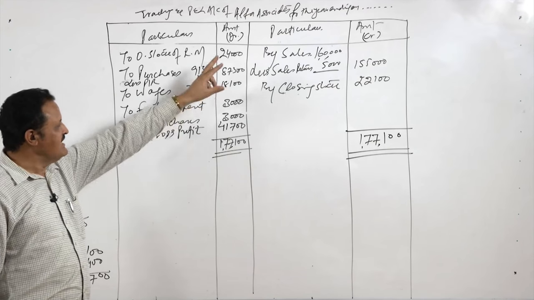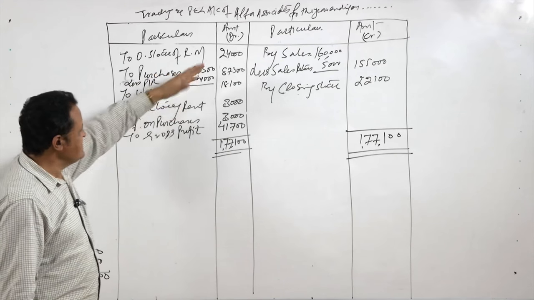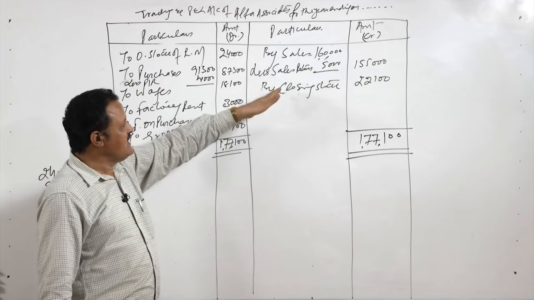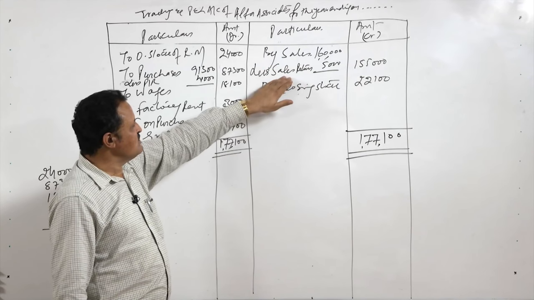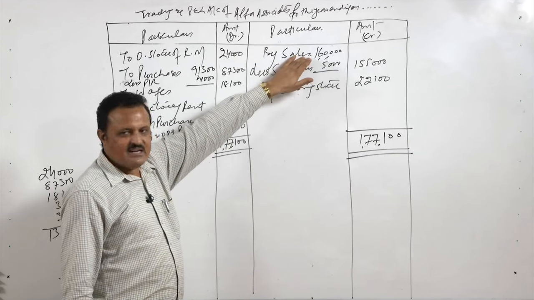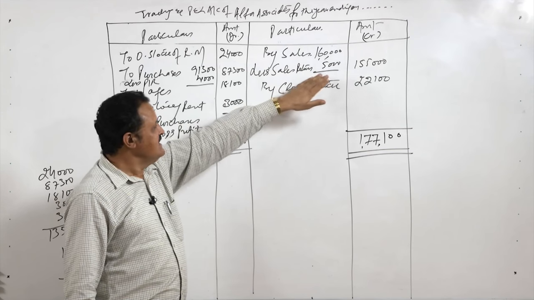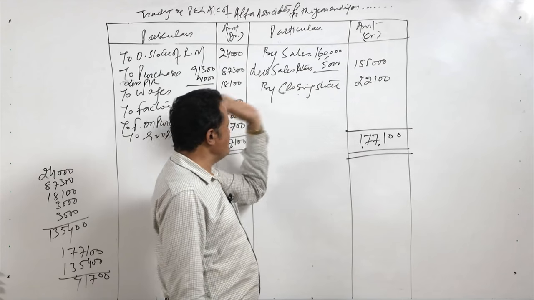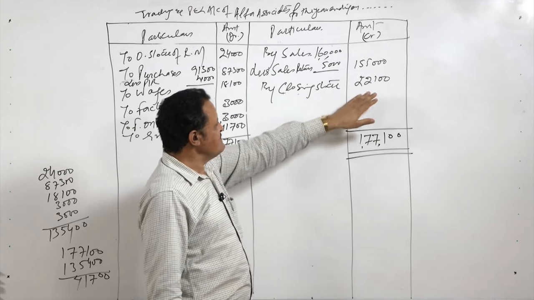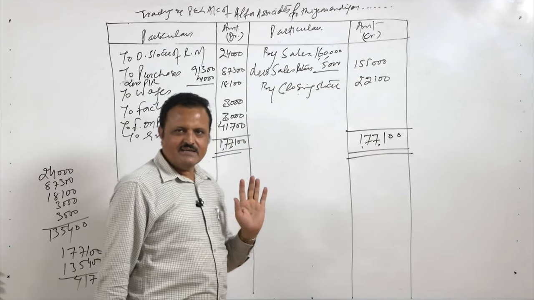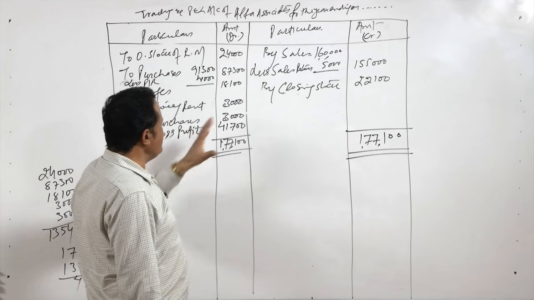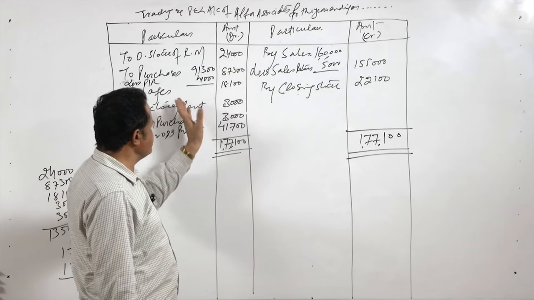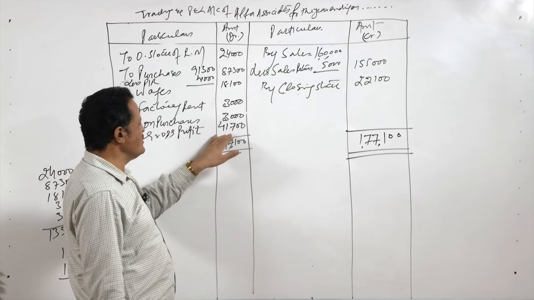And by incurring these expenses, what is the output? Part of the output is sold in the market. We sold for 160,000, we got back 5,000, so total sales is 1,55,000. And the remaining material we produced after incurring these expenses is with us in stock, and 22,100 is the closing stock. So this side minus that side is the difference, and this difference is called the gross profit.